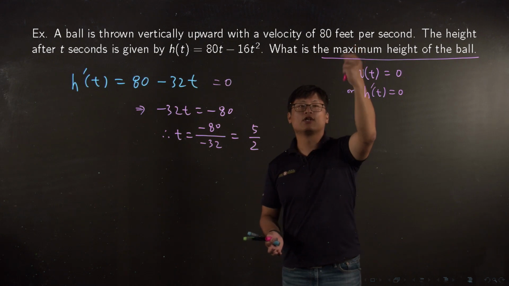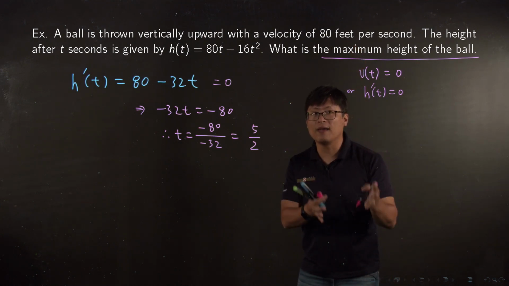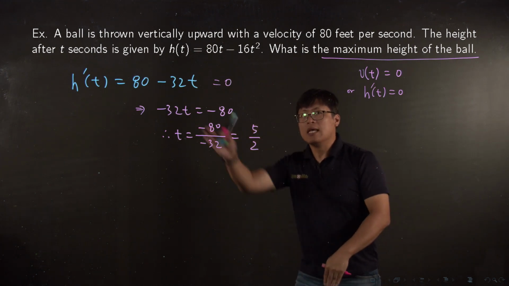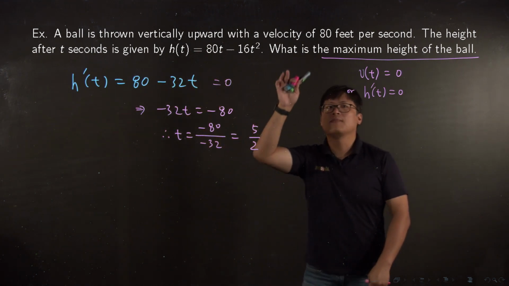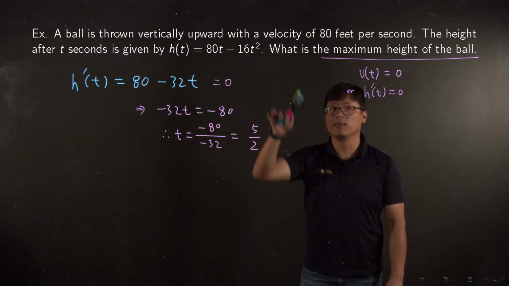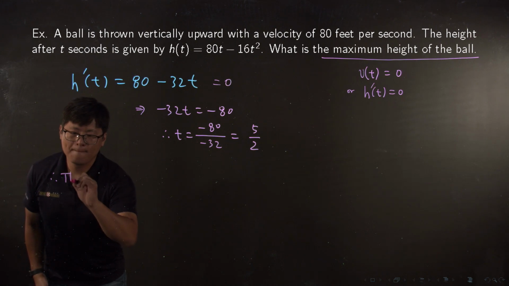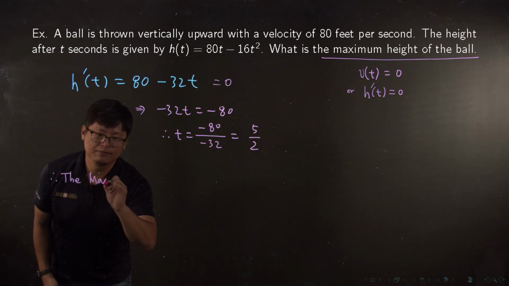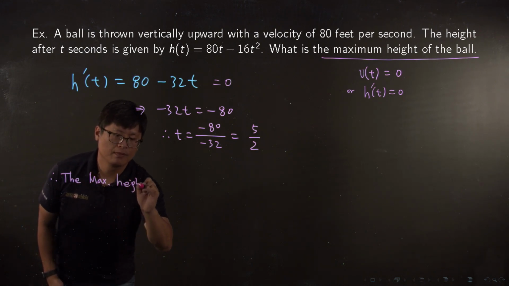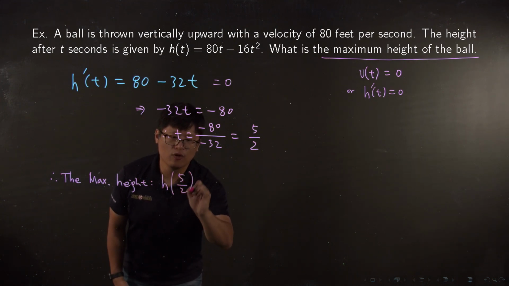Does it make sense? So what is the maximum height? Then we simply plug your 2.5 into your height function. Not h prime, but you have to plug it back into h of t, because h of t will give you the height of the ball, okay? So the maximum height is h of 5 over 2, right?